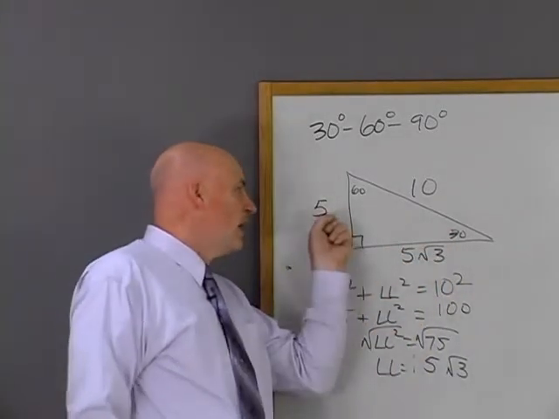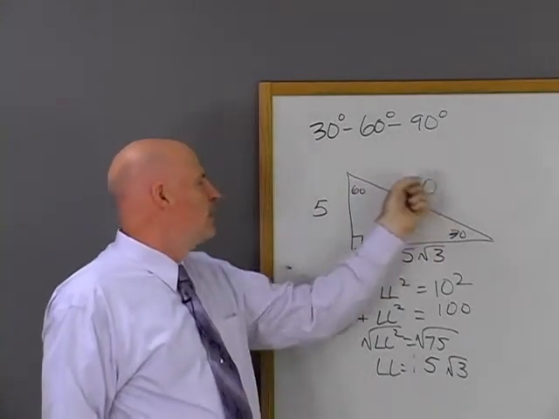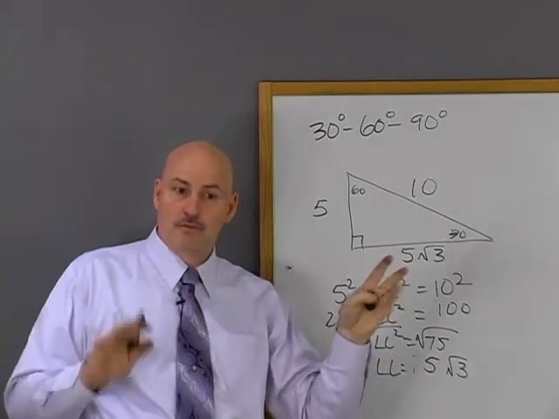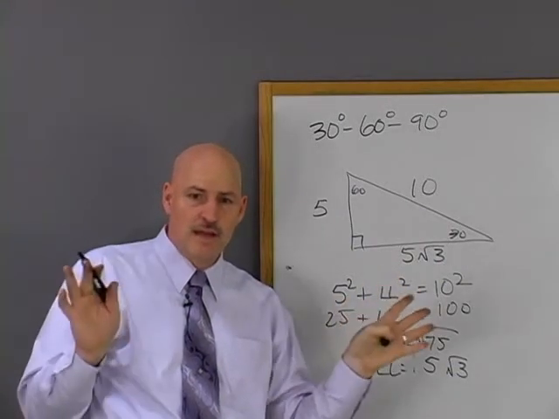So if you know the short leg, you double it to find the hypotenuse. You multiply it by the square root of 3 to find the long leg. Groovy? Like an old-time movie?